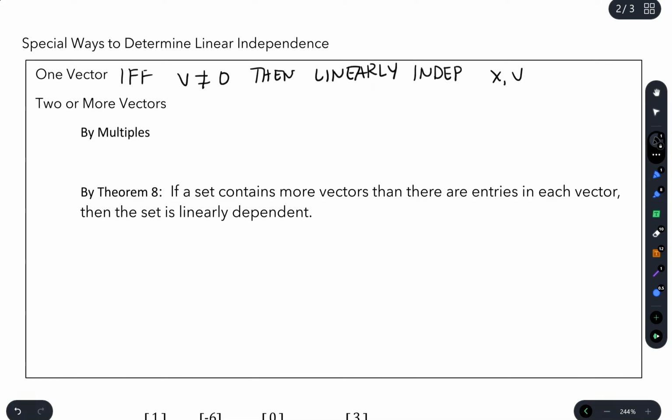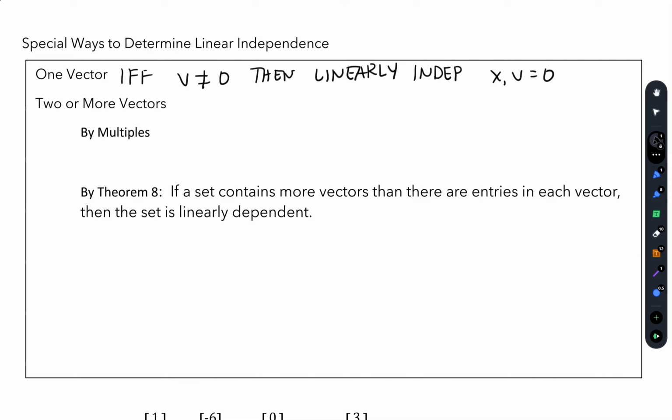So there is only one solution, right? So there's only one solution. All right, so if you've got two or more vectors, you can determine dependence by multiples or by theorem 8 in your book. Okay, so by multiples, we already kind of talked about this.